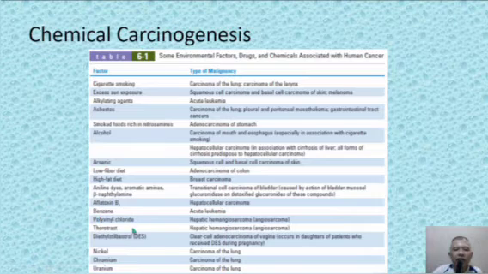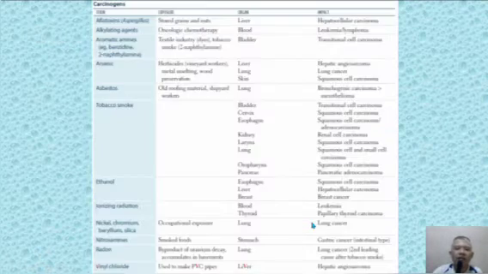Polyvinyl chloride, or the PVCs, cause hepatic angiosarcoma. For diethylstilbestrol, if the mother takes in this hormone, the daughters of the mother are put at risk for clear cell adenocarcinoma of the vagina, and down the line, so many examples. You can always read on those.